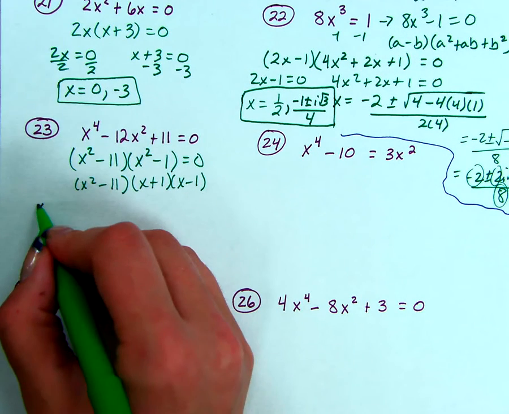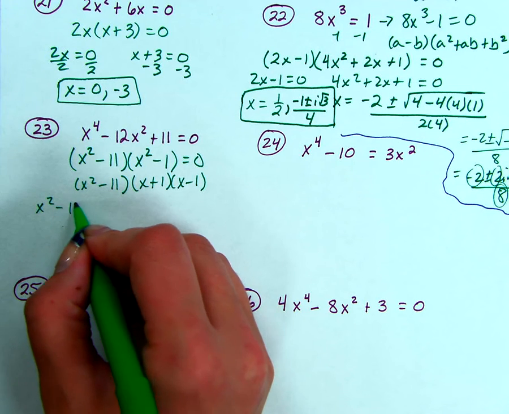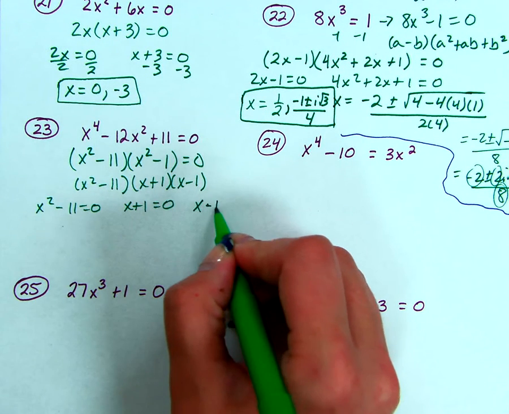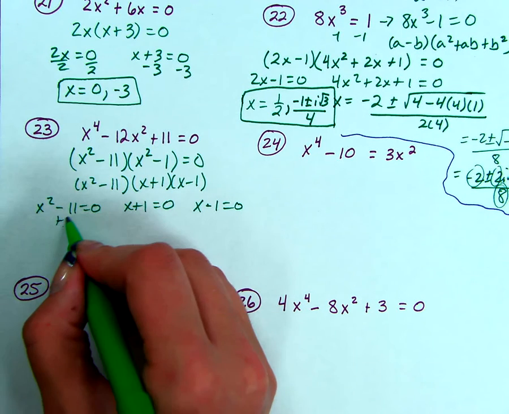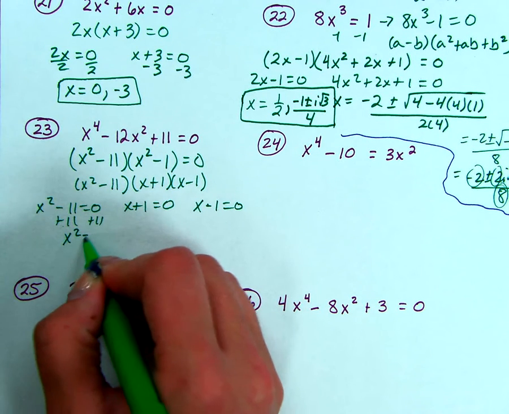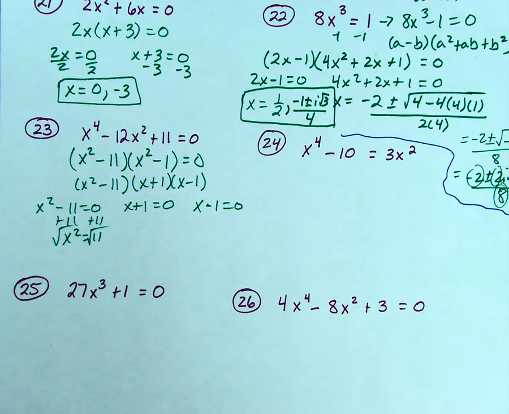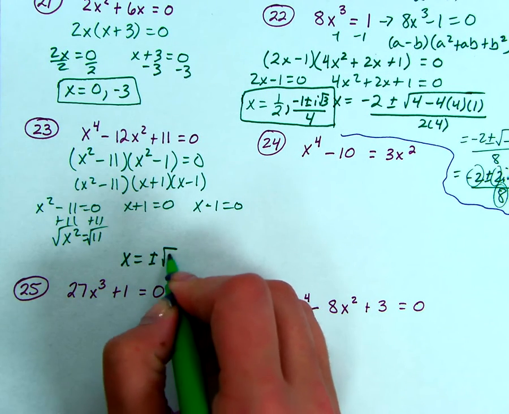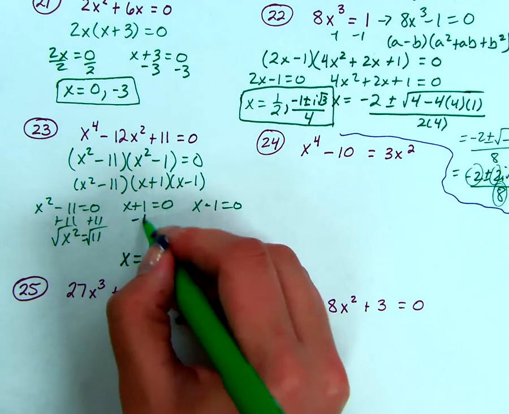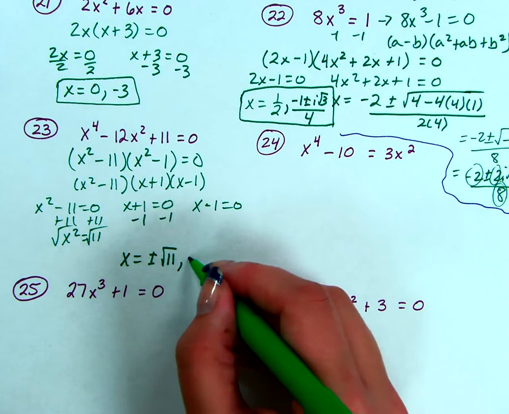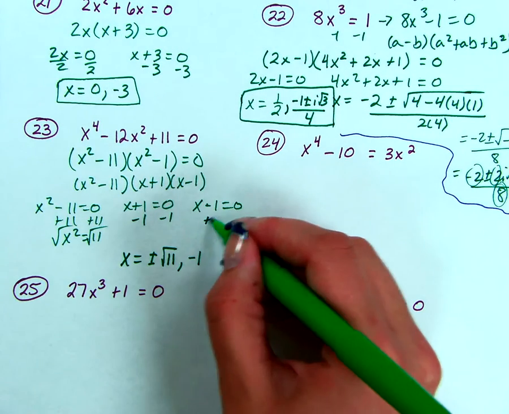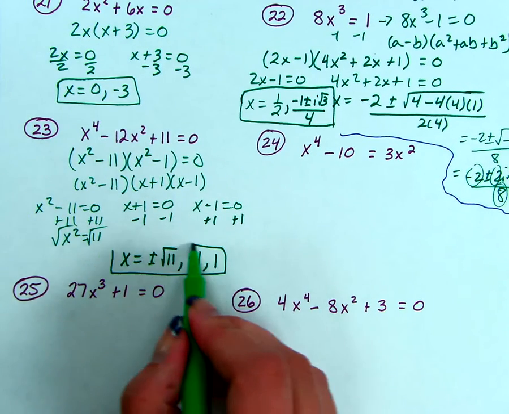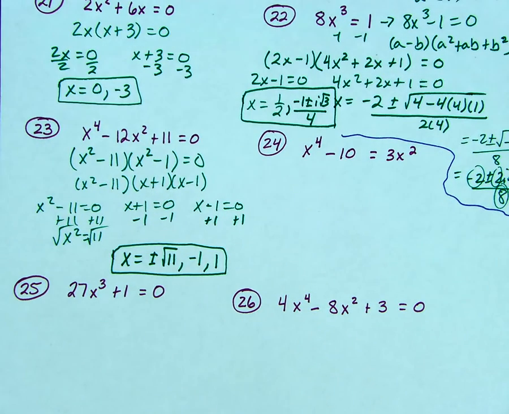So now again, we're just setting each group equal to 0 and solving. So for this one, we're going to add the 11. And then because there's a squared, we have to take the square root of each side. So our first set of answers is going to be plus and minus the square root of 11. Second one, we would subtract 1, so that'll give us x equals negative 1. And then our third group, we would add the 1 to get positive 1. So here are the 4 final answers.